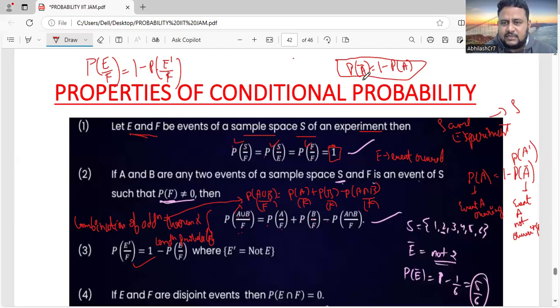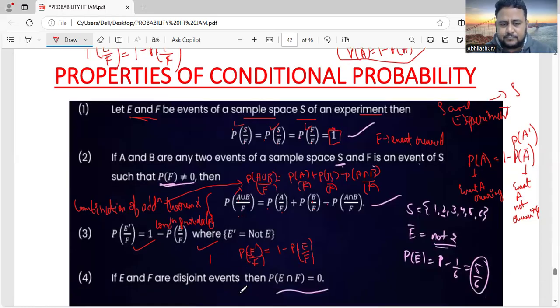Here they have simply divided by F. Instead of A, they have replaced it with E, and everywhere they have divided by F. That is the meaning of this third property. Suppose P of E dash is equal to 1 minus P of E. You know that, right? P of E not occurring is equal to 1 minus P of E occurring. For this, if I divide by F, it becomes conditional probability. The same thing is here.